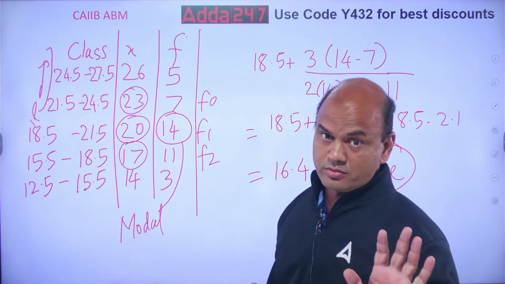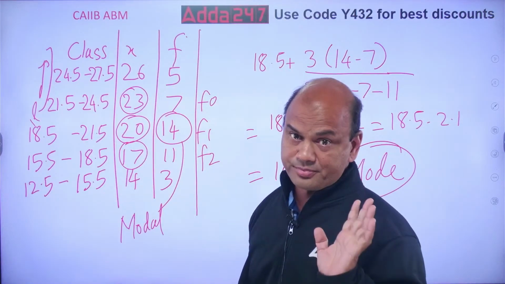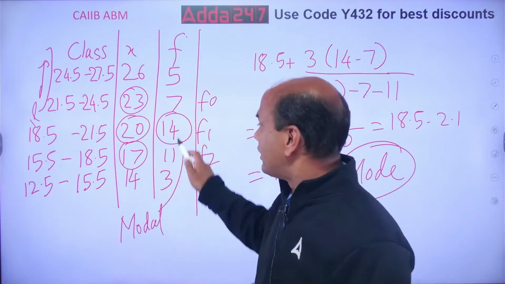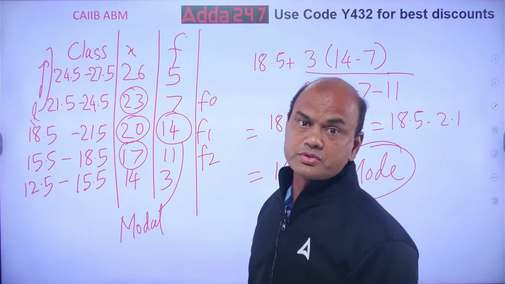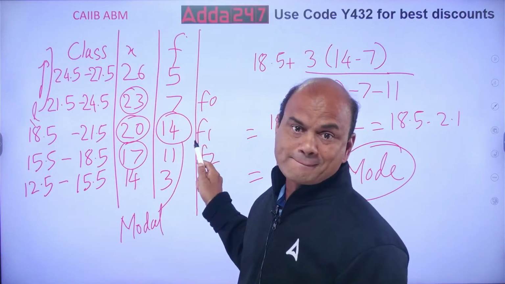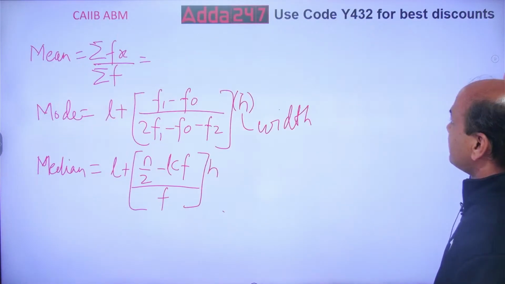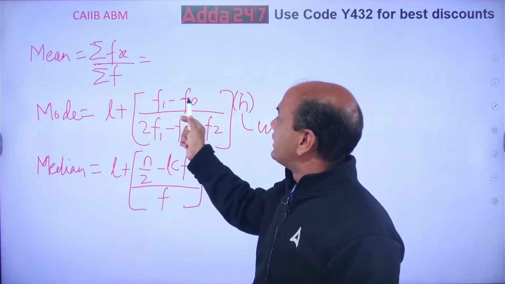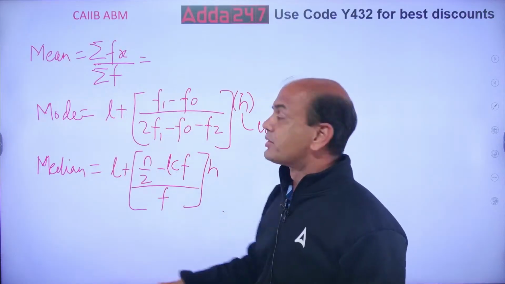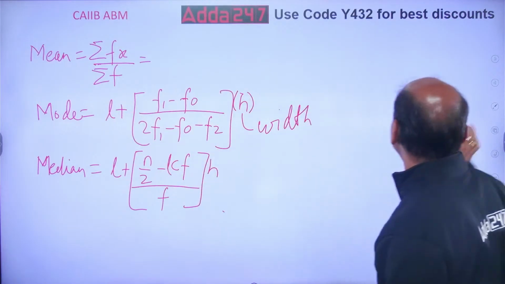Pay attention now. This is the tougher part. Now mode and median are tougher. So 14 you have got. Clear? 14. So now this 14 is your modal class. In that formula you saw, see this formula. F1, F0, F2. These things you saw, plus L you saw, plus width you saw. So you have to now find out all these terms. So these terms are over here.